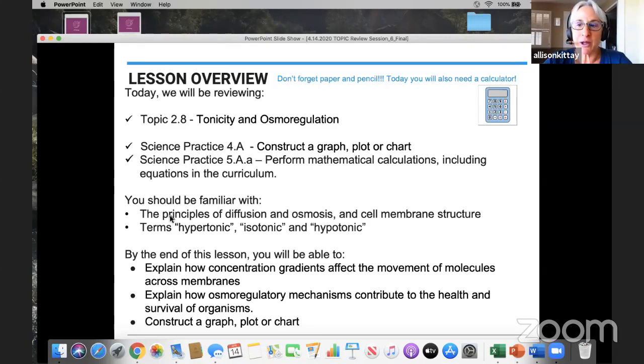These are from the AP Biology formula and exam sheet, and they have to do with water potential. So don't forget your pen and paper. And also today, you would probably be happiest if you had a calculator with you.